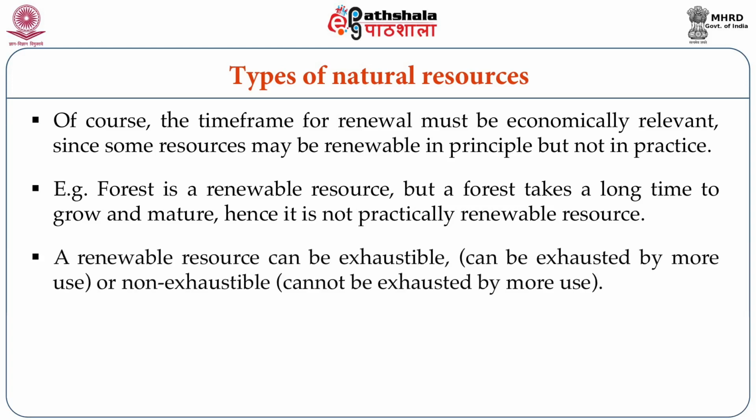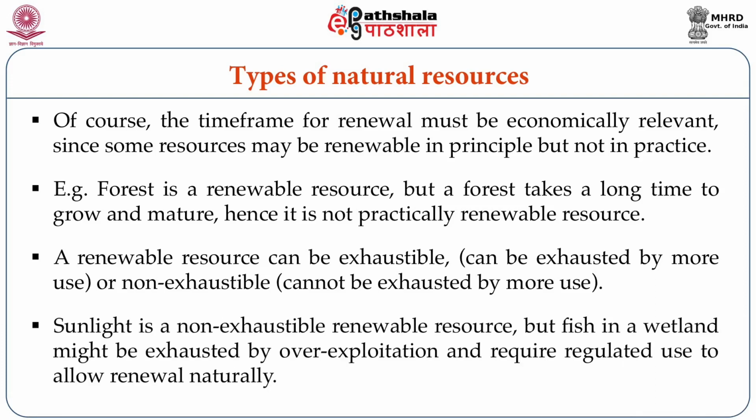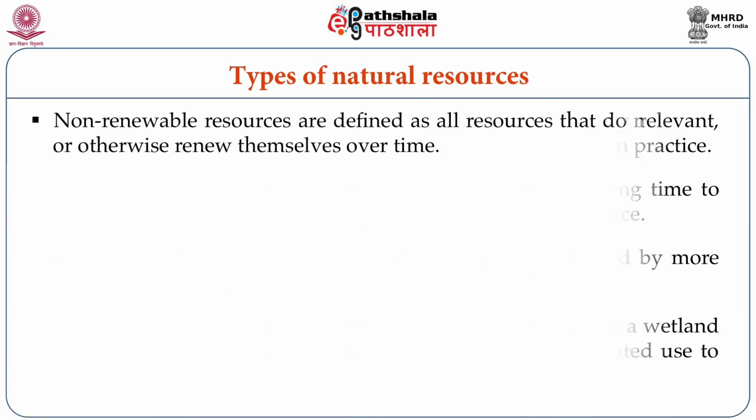A renewable resource can be exhaustible, that is, it can be exhausted by overuse, or non-exhaustible, that is, it cannot be exhausted by more use. Now, sunlight is a non-exhaustible renewable resource, but fish in a wetland ecosystem can be exhaustible. If you overfish, that means the fish can get depleted.